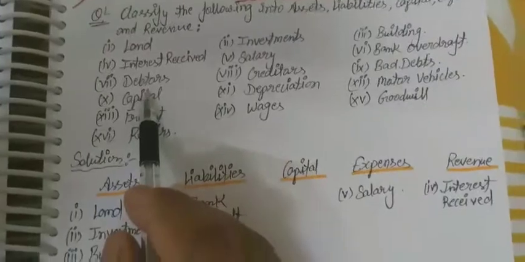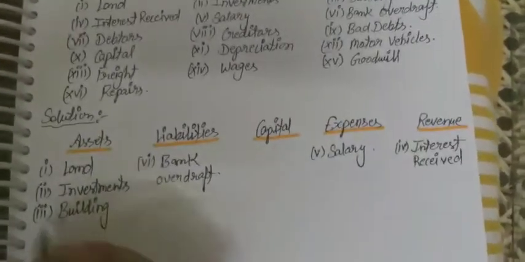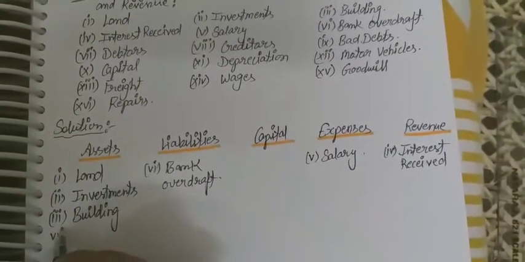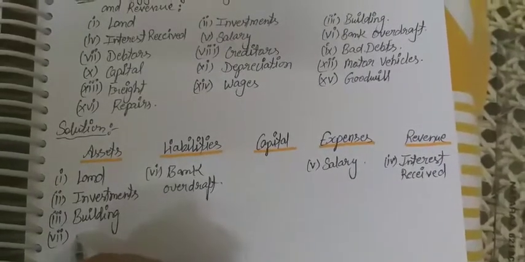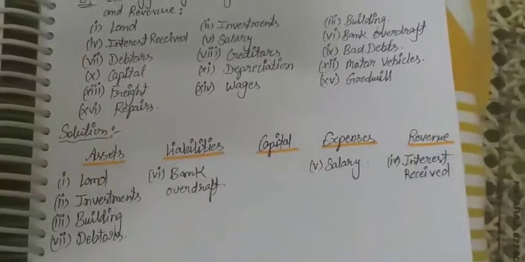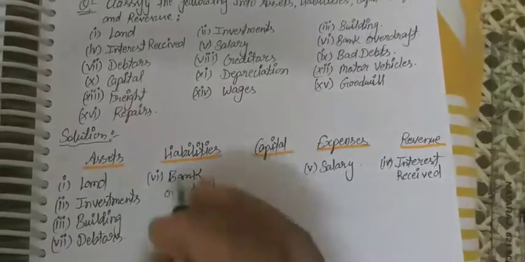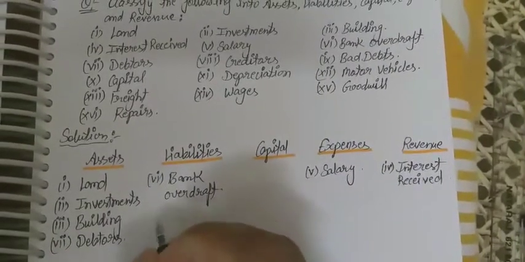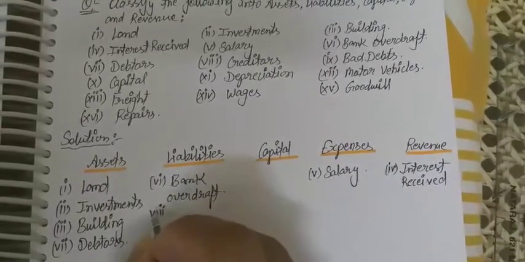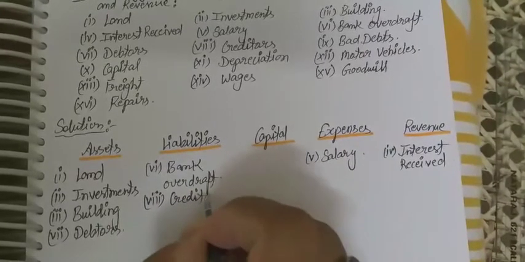Next one is debtors. Debtors are those customers from whom we have to receive money. So these will come under assets, which is the amount receivable. So that will be an asset for the business. Debtors are assets. Next one is creditors. Creditors are liabilities. It is a payable amount. These are the suppliers to whom we have to pay. Creditors.